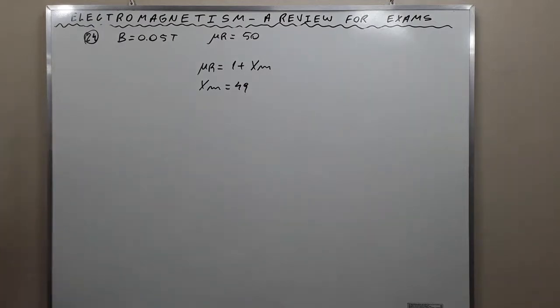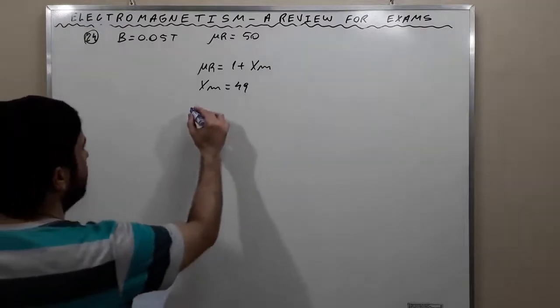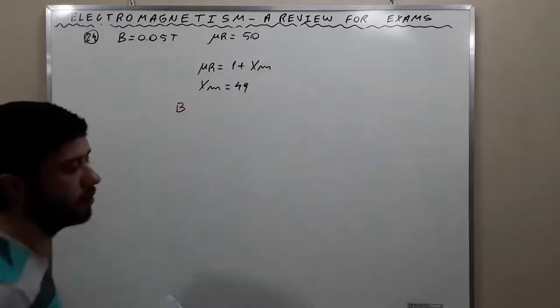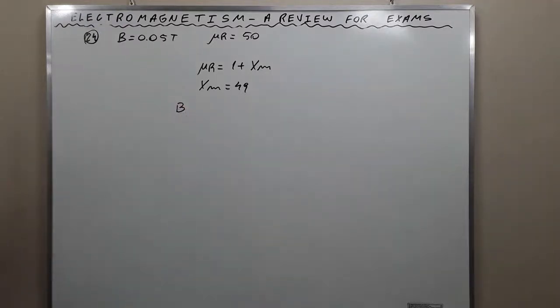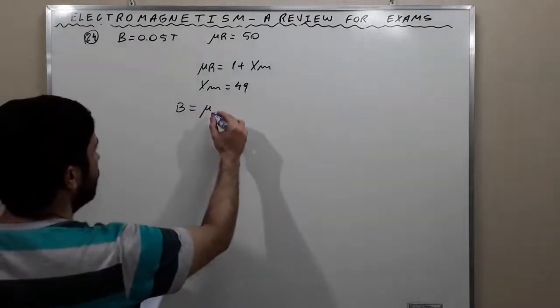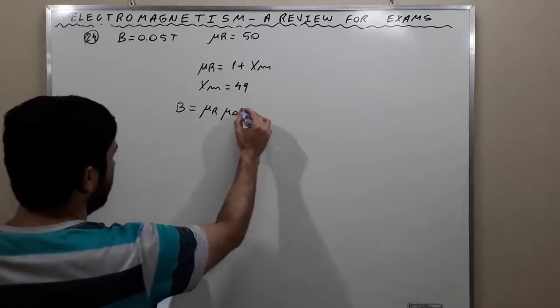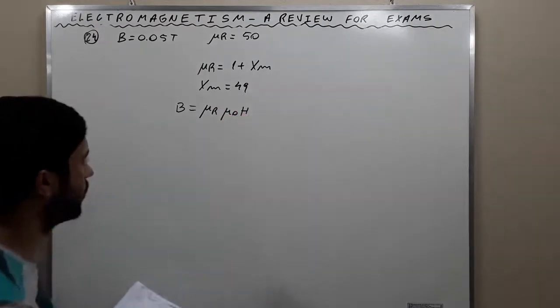Very easy. And to calculate the magnetic field, we use this expression here that relates the magnetic field with the flux density, which is nu r times nu 0 times H.